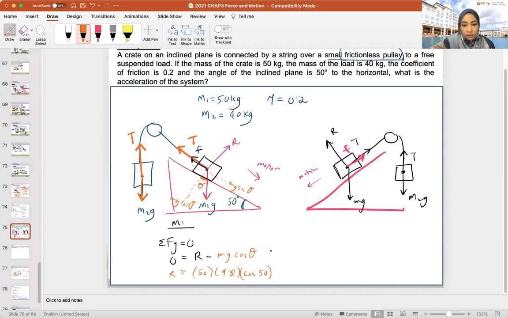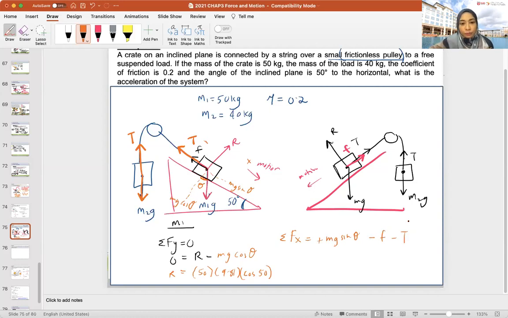And then your net in the Fx is supposed to be moving, but we don't know where it is moving. Kita tak tahu dia ke kanan atau ke kiri, but we are assuming it's going to the right. We will see if that is correct. So net in the Fx is equal to, we are going to say this is positive. Oops, macam X pula. Kita akan cakap ni positive and this is negative. So positive mg sine theta minus F minus T.